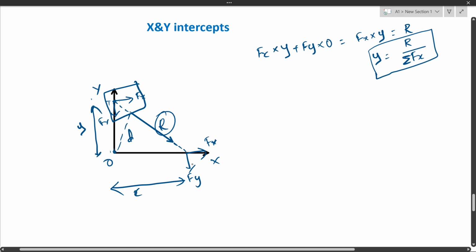The same way, if you calculate the intercept of x, you see that this origin point and this Fx lie on the same line of action, so there is no difference in perpendicular distance between this point and this point. So this Fx moment is 0 and this Fy acts at x distance, that is the resultant value. So we want to calculate x into summation of Fy.